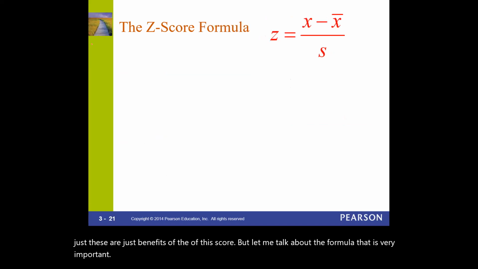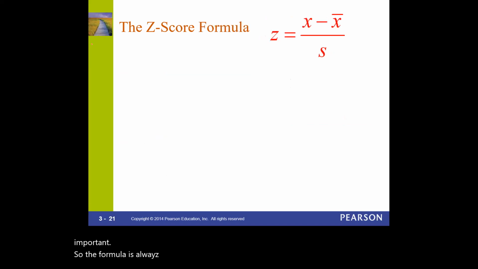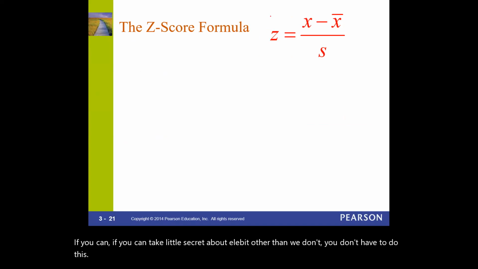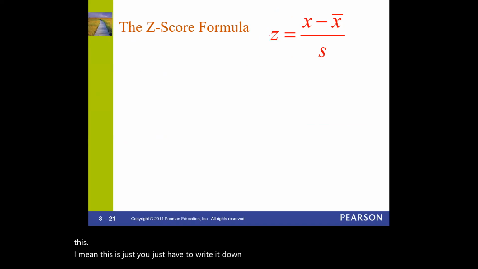So the formula is always z is equal to (x minus x bar) over s. This formula is not new. We talked about it before. Let's talk about it a little bit. You don't have to do this, you just have to write it down, but let me show you how we come up with that formula.